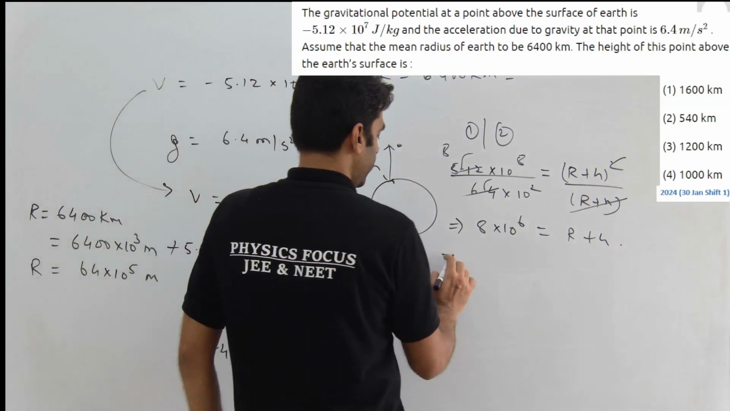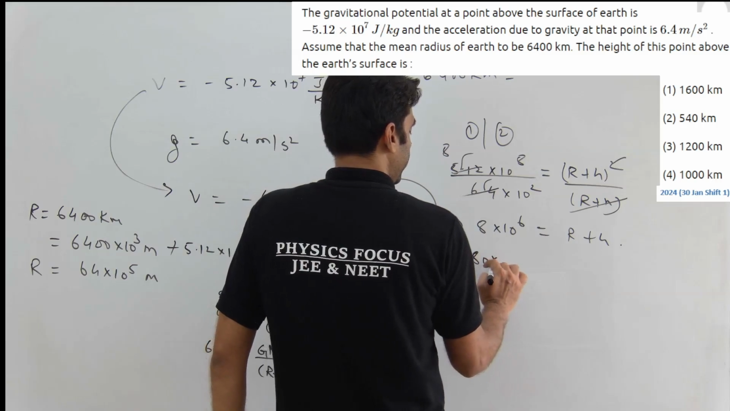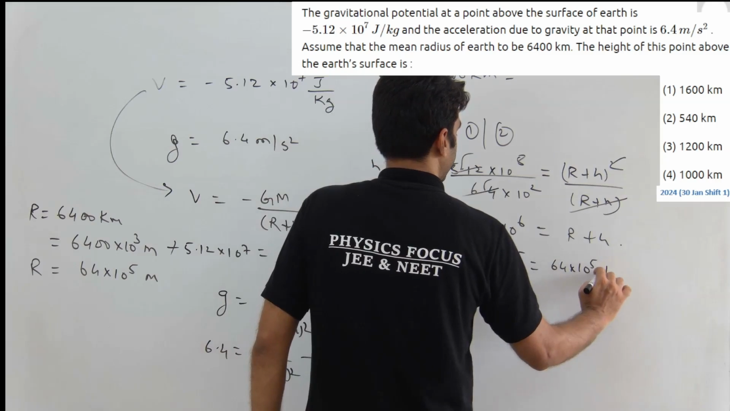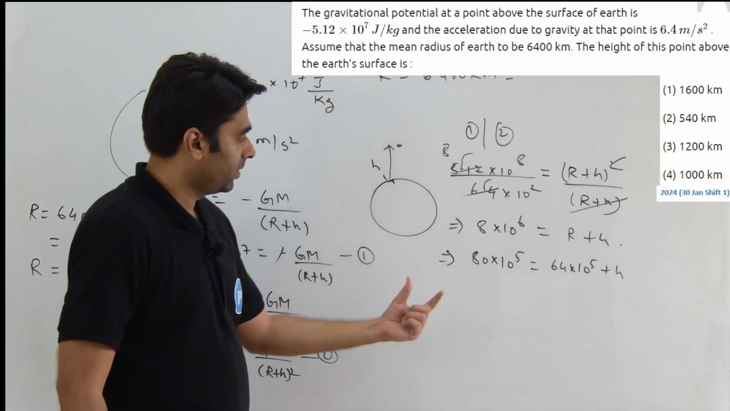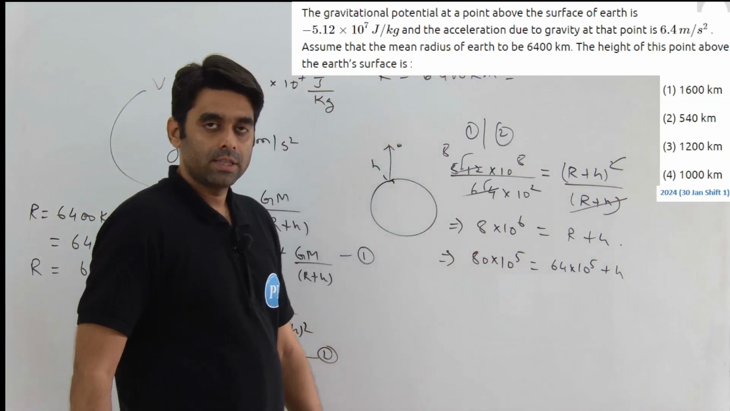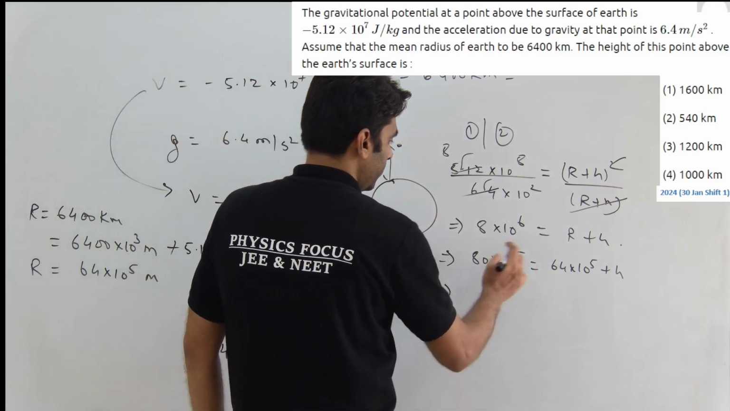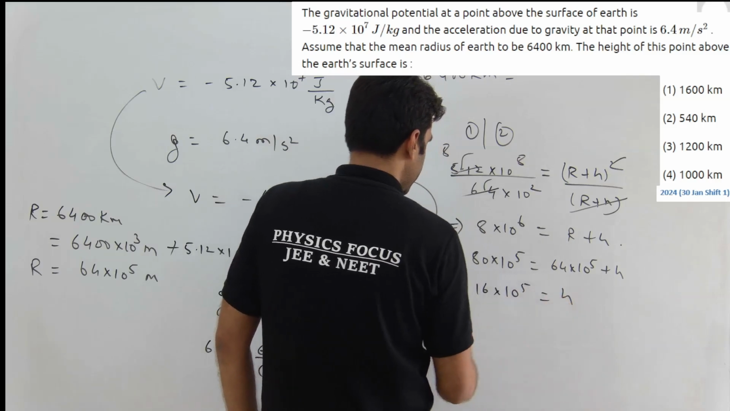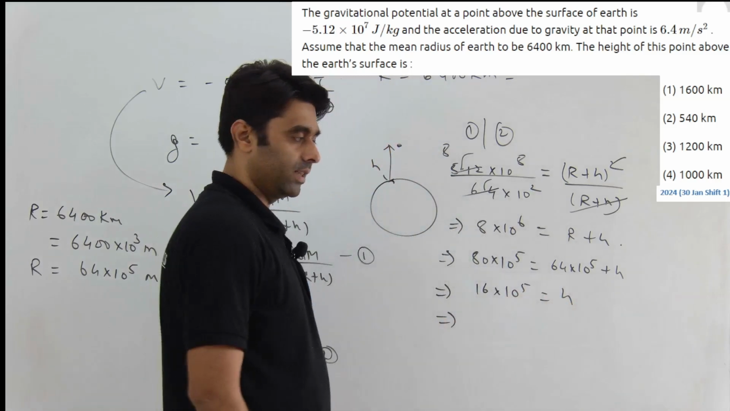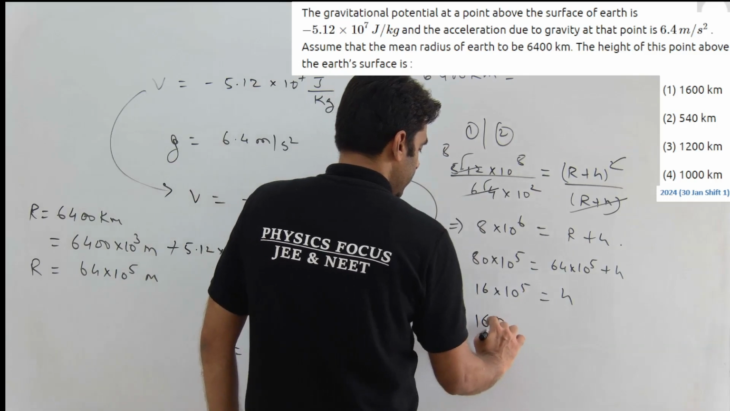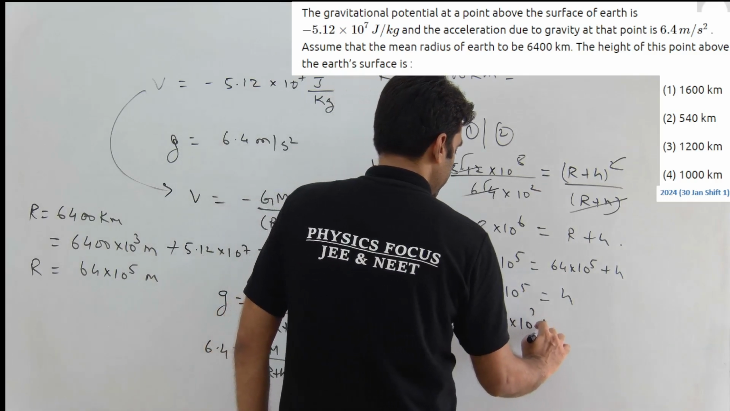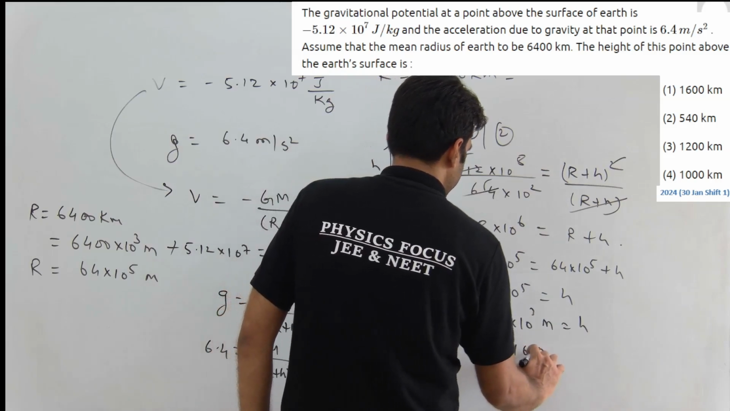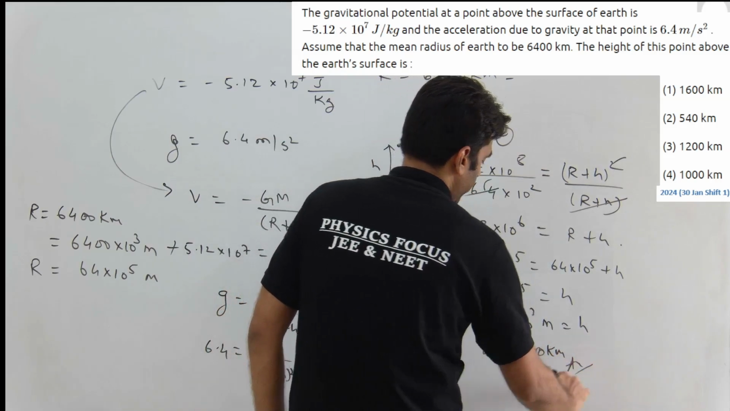Let's substitute over there. So 80 into 10 power 5 is equal to 64 into 10 power 5 plus h. The h value will be 80 into 10 power 5 minus 64 into 10 power 5. This will give us 16 into 10 power 5 is equal to h. I can write this as 1600 into 10 power 3 meter. Therefore the h value comes out to 1600 kilometer, right?